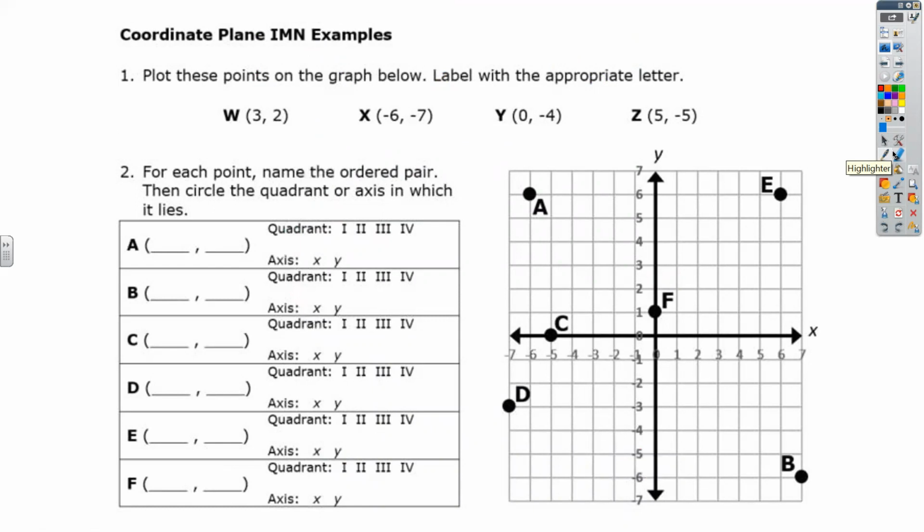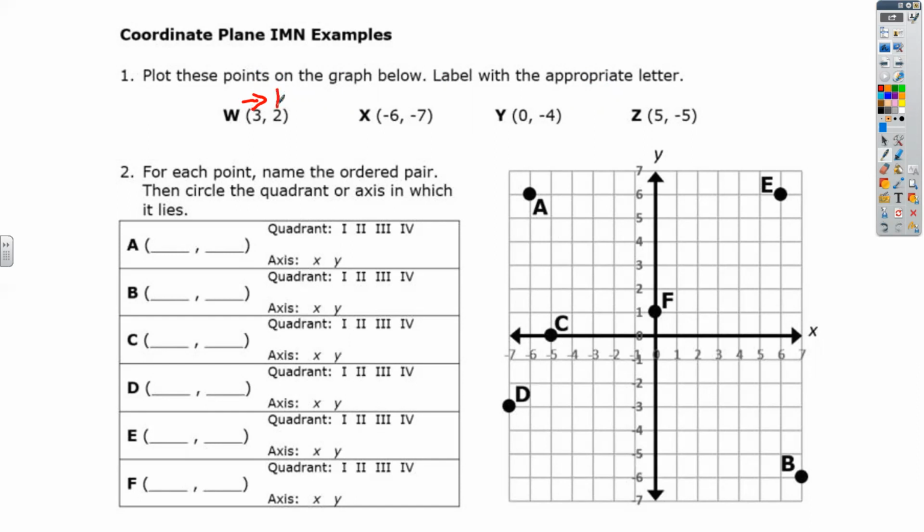So the first one is 3, 2. Now the first one is 3. If it's a positive 3, which direction are we going? To the right or to the left? Correct, to the right, because it is positive. And then with the 2, because it's positive, you go up.